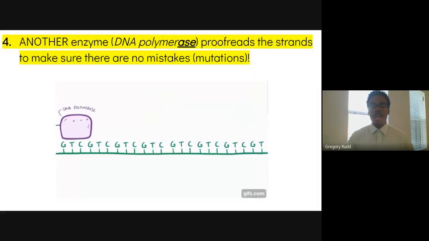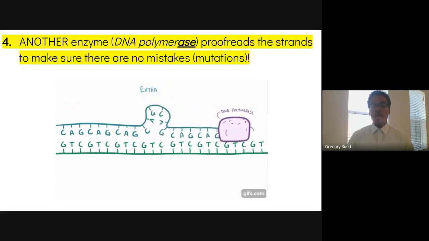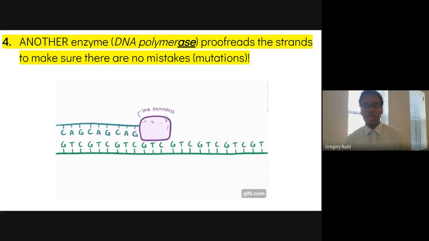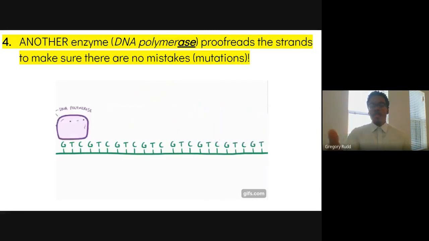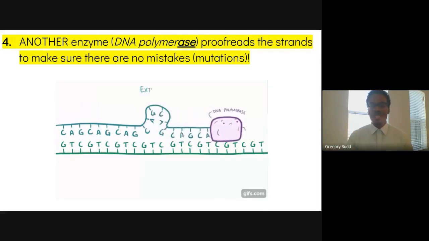And then the last step, essentially, another DNA polymerase. So they're both called DNA polymerase, but really one is called DNA polymerase 3, and then another is called DNA polymerase 1, but they're both called DNA polymerase. This one comes in and it proofreads the strands to make sure that there are no mistakes, aka mutations.